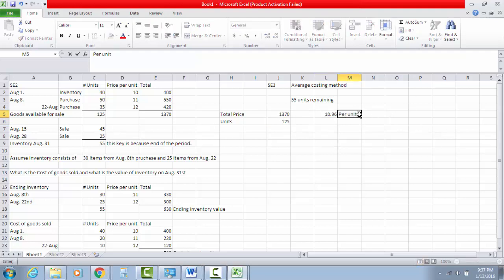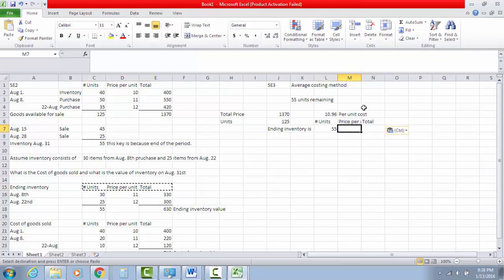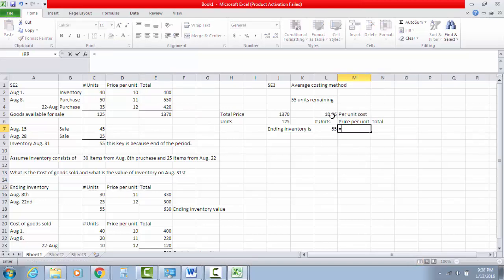So per unit cost. So since we know our ending inventory, sorry about that, our ending inventory is 55 units. We can figure out our total cost of ending inventory. Units, price per unit, equals our average price, and the total equals the 55 units times the average price. So this is the ending inventory balance.